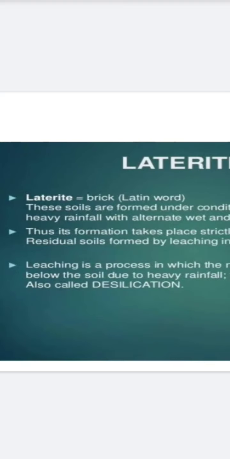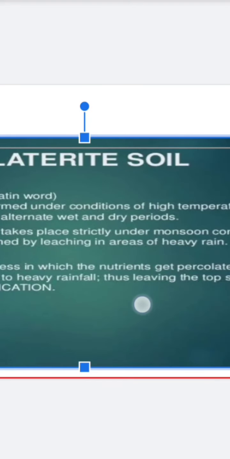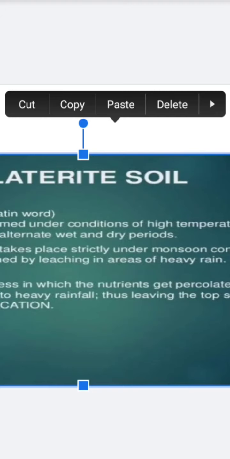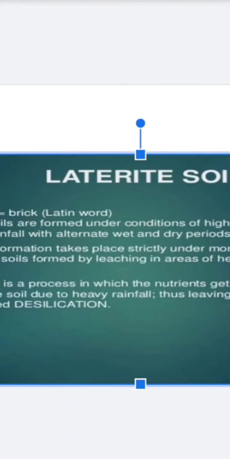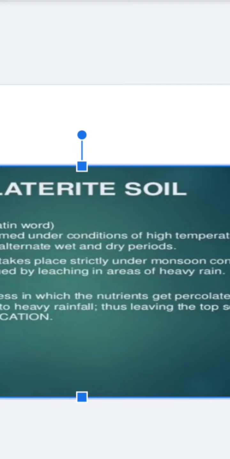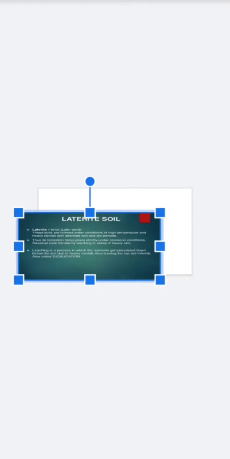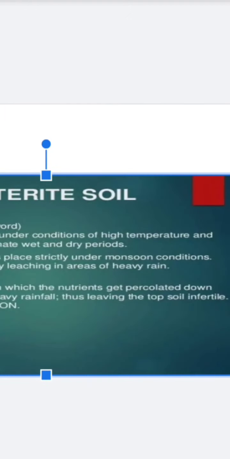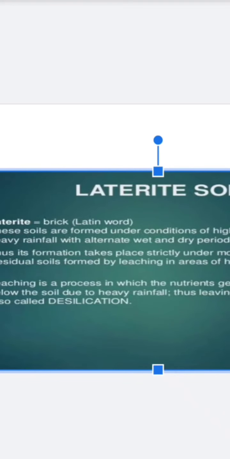Here it is saying that laterite is a Latin word. It means brick. These soils are formed under conditions of high temperature and heavy rainfall with alternate wet and dry periods. Formation takes place strictly under heavy rainfall, monsoon conditions, and is formed due to leaching. Leaching is a process in which the nutrients get percolated due to heavy rainfall, thus leaving the top soil infertile, and this is also called desilication.